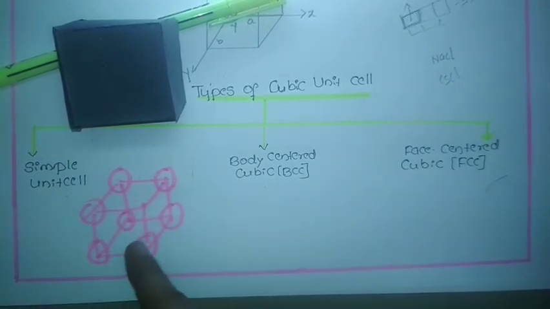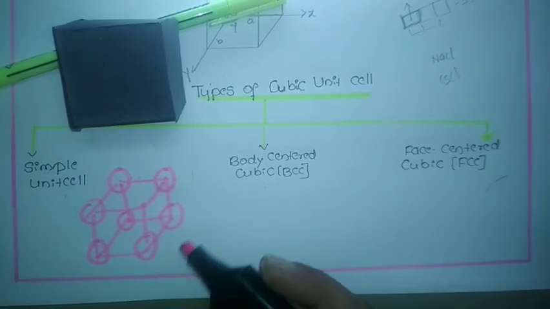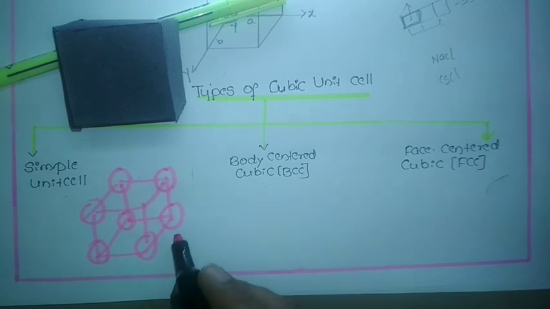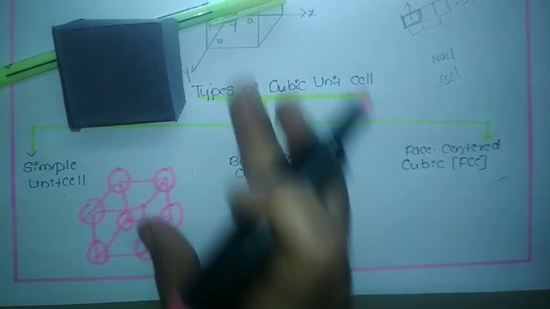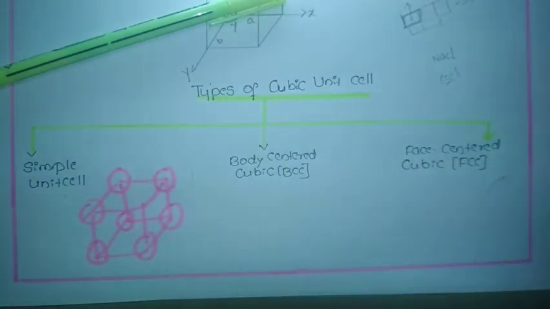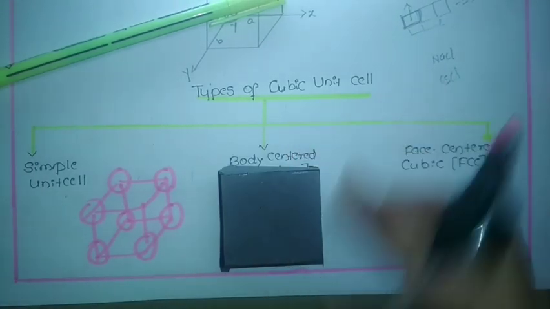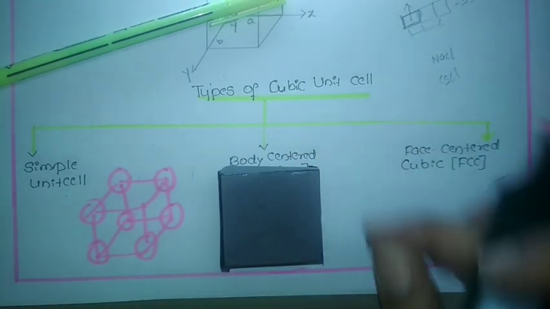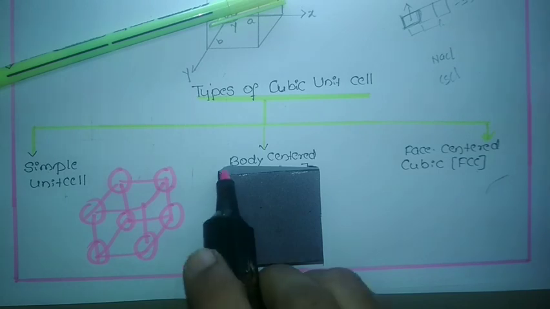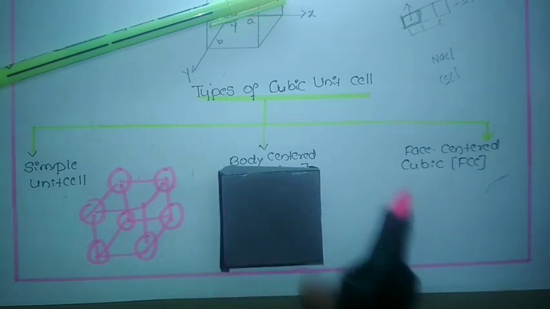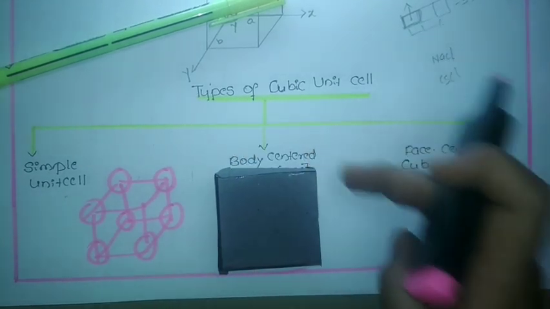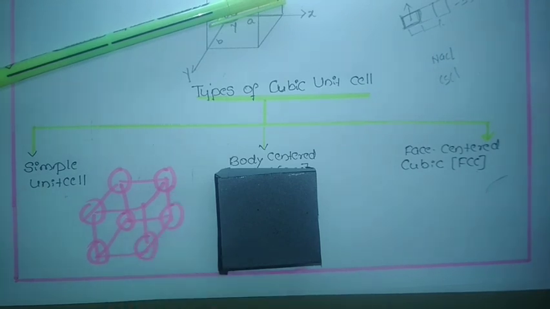A cubic unit cell will consist of how many corners? This is very important. 8 corners will be there. I'll just show you how the 8 corners are. So 1, 2, 3, 4, and 4 here, 1, 2, 3, 4. So how many corners? 8 corners.